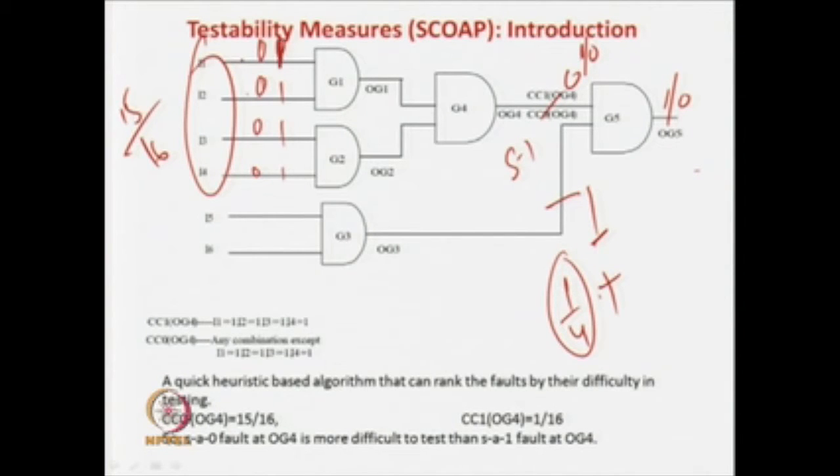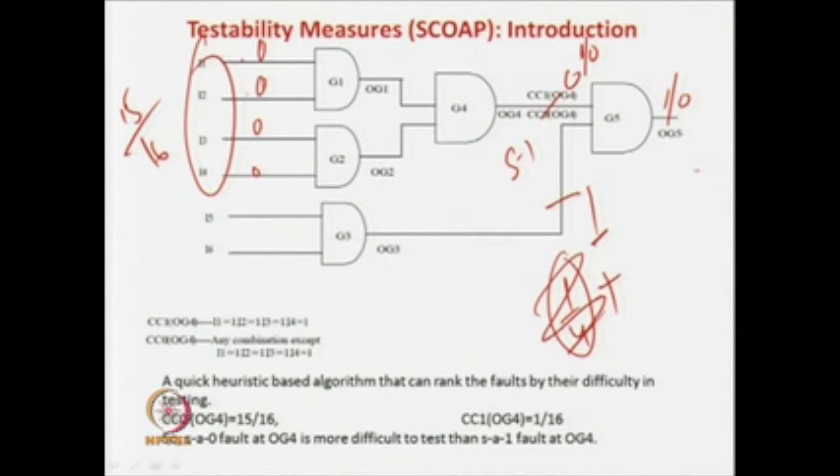Accepting 1 1 1 1 will give a 1, and we want a 0. Accepting this combination, all other 15 combinations can give a 0 over here. So you can say that the difficulty of controlling, or how you can get the value, is 15 by 16 and 1 by 4. This 1 by 4 is common to both the stuck at 0 fault here and the stuck at 1 fault. So, let us eliminate this.